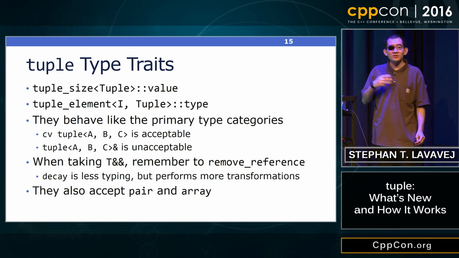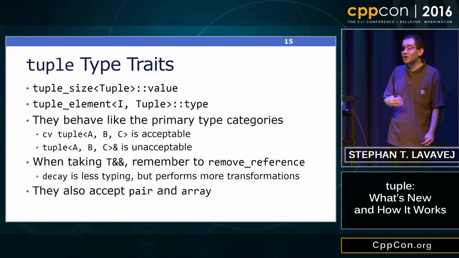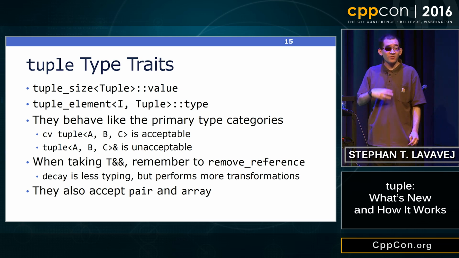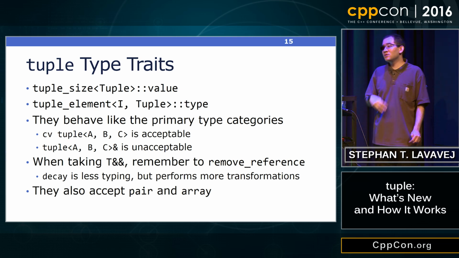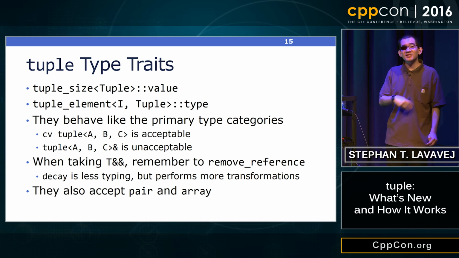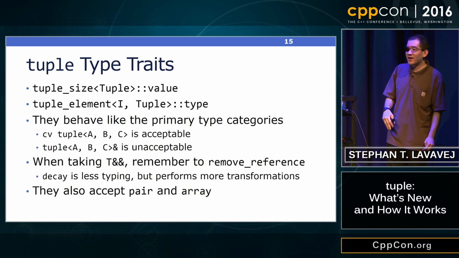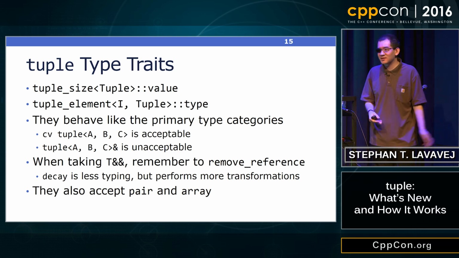These type traits ignore top-level CV qualifiers just like all the primary type categories do. If you've ever worked with type traits, you will be familiar with the fact that you can say is_integral on T, and if T happens to be const int, the answer is still yes.